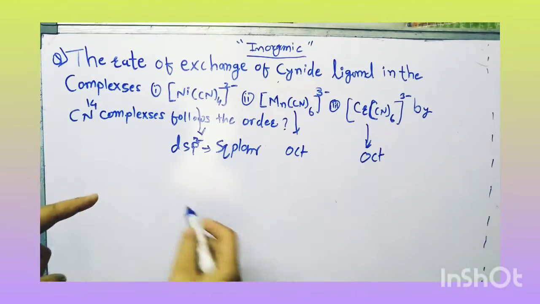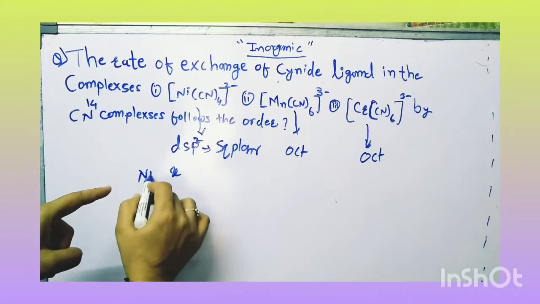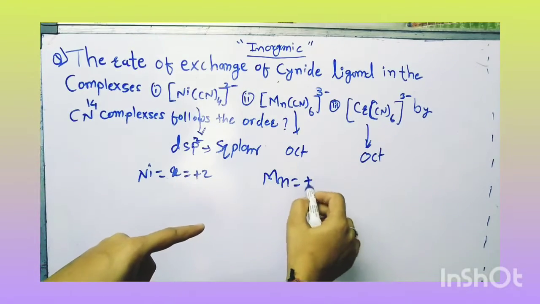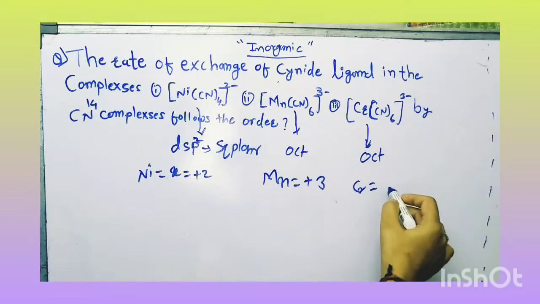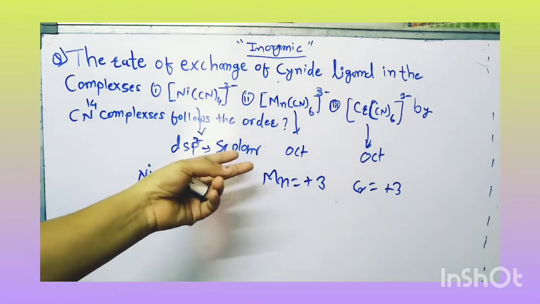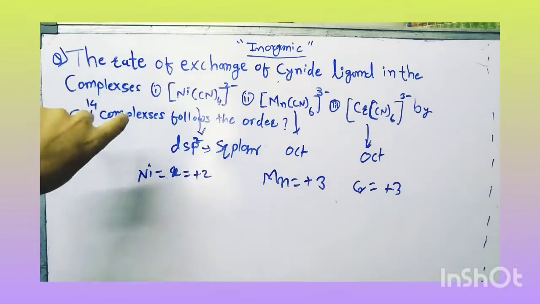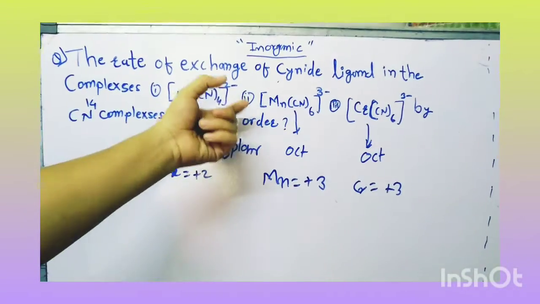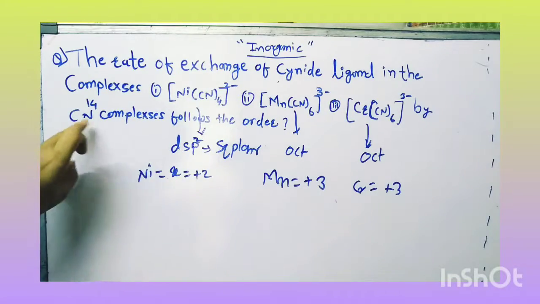Now we will look at their oxidation states. If we calculate the oxidation state, nickel will come out as x equal to +2, manganese's oxidation state will be +3, and chromium's oxidation state will be +3. These are the oxidation states of the given complexes. Here we have to calculate the exchange rate, so as compared to octahedral, square planar will be more efficient for the exchange rate of cyanide by C-14.